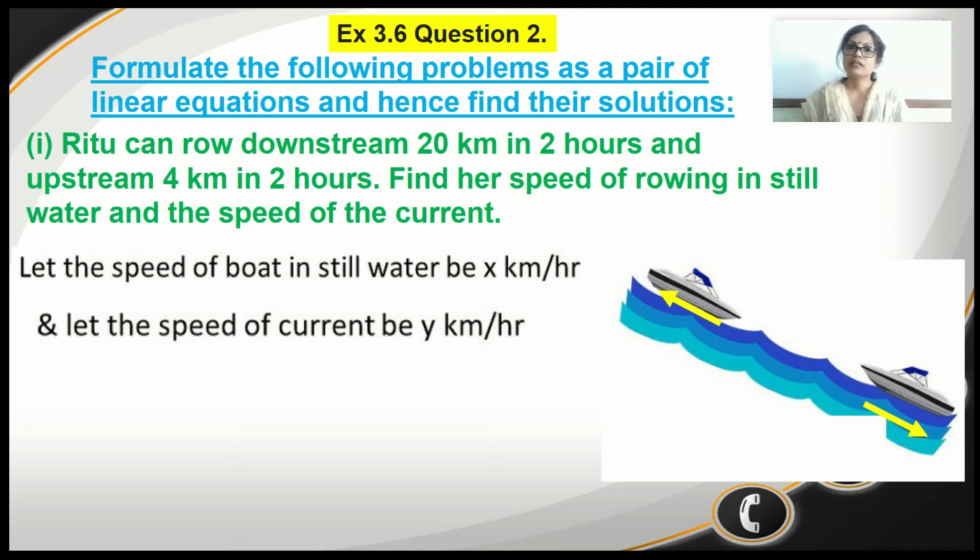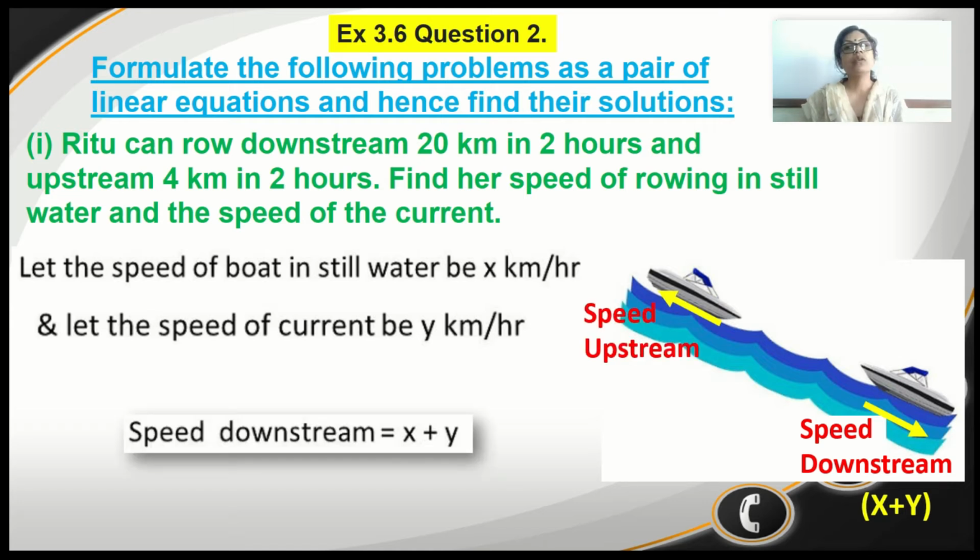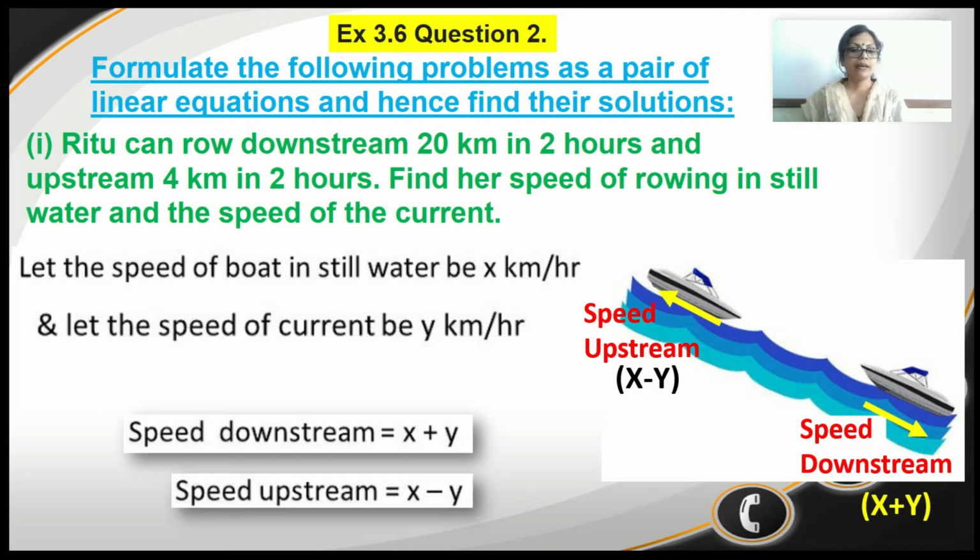So when the boat is going downstream, towards the flow of the water, the speed of the boat will be x plus y. So speed downstream will be the speed of the boat in still water plus the speed of the current, because the speed will be of both together. Speed will increase. And when the boat is moving upstream, its speed reduces. So that time we'll take its speed as the speed of the boat in still water minus the speed of the current. So speed upstream will be x minus y.